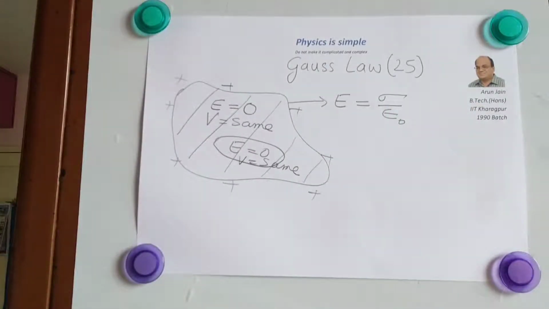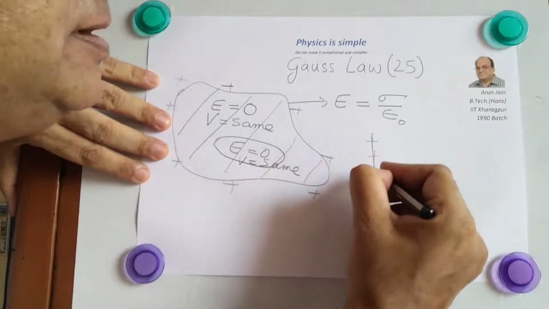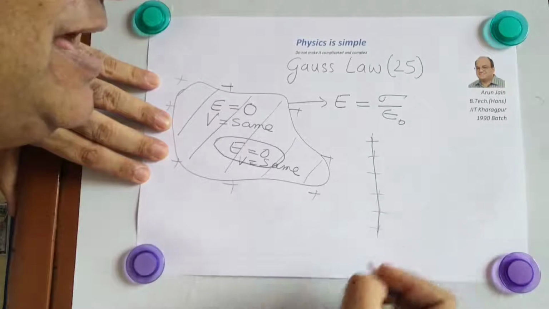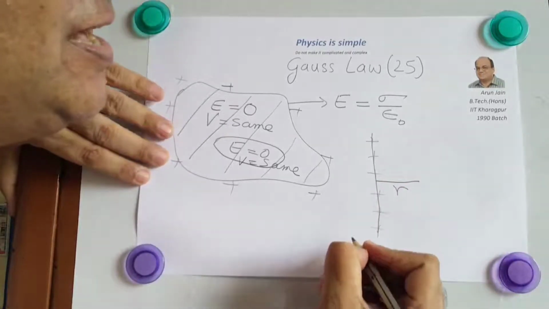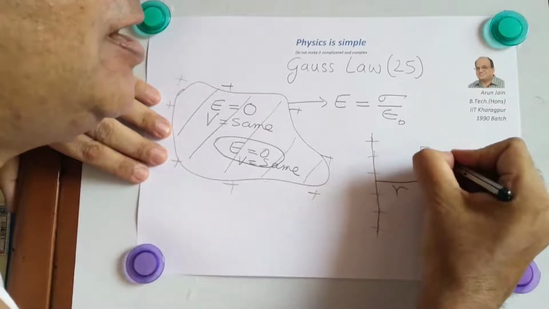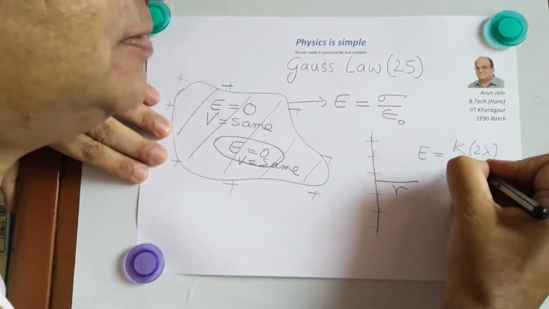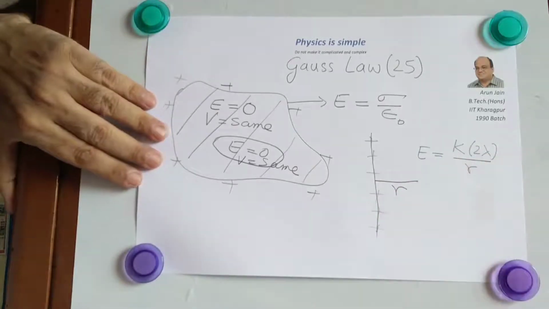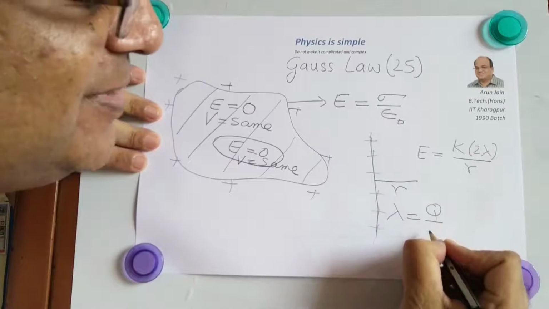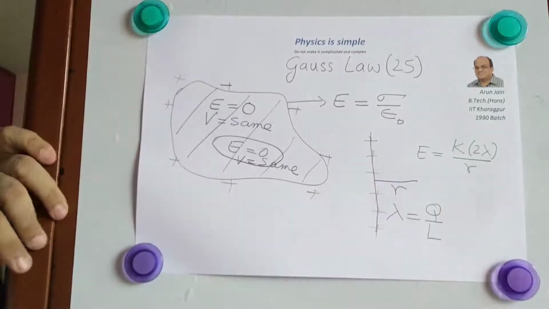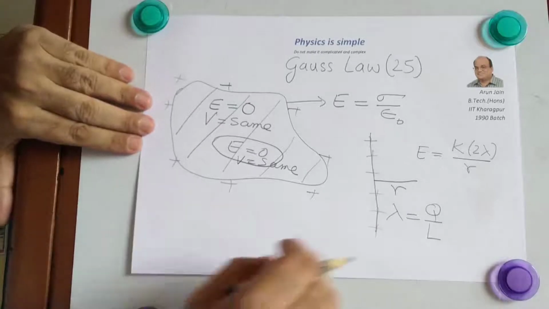If an infinite line of charge is there, then the electric field at a distance r is given by k into 2 lambda by r, where lambda is charge per unit length. Electric field due to an infinite line of charge is inversely proportional to r.